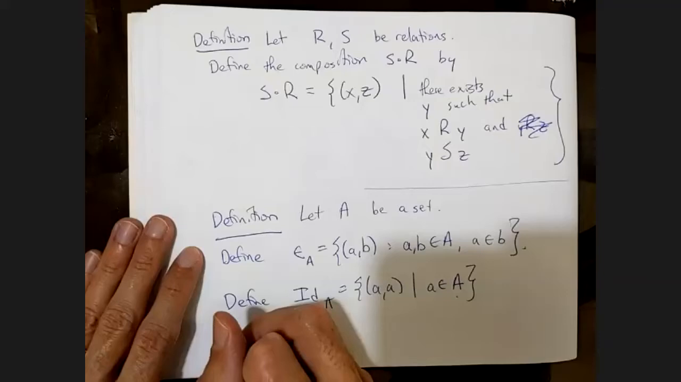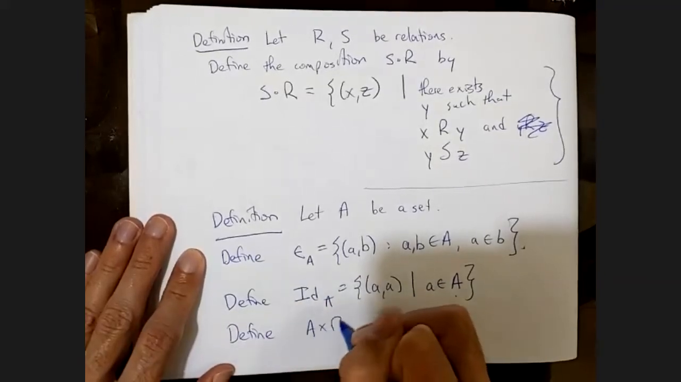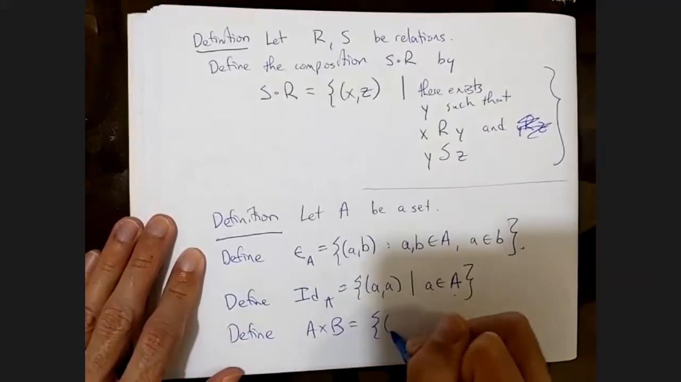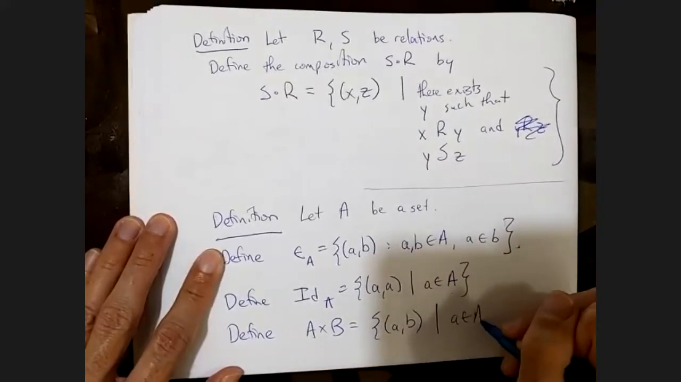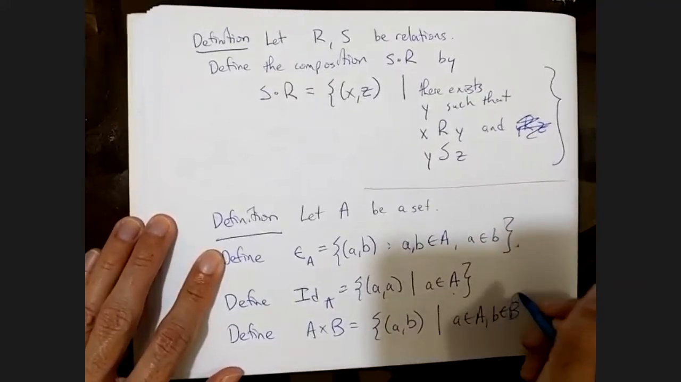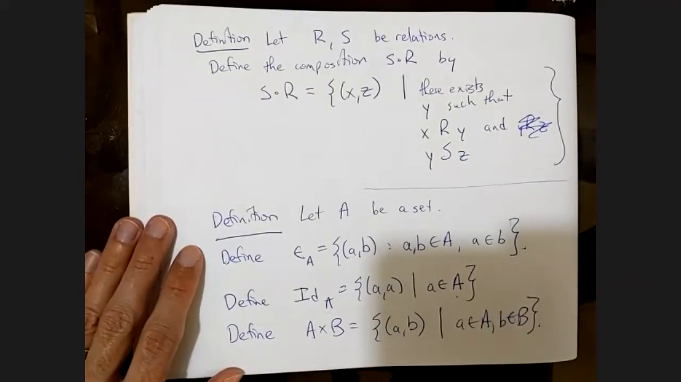And then finally we'll define A times B to be all the ordered pairs (a, b) such that a is in A and b is in B.